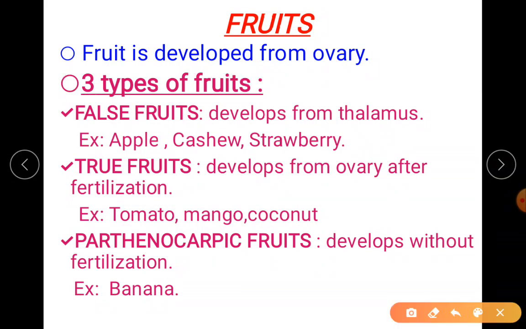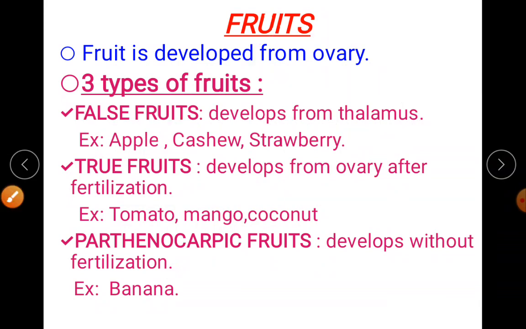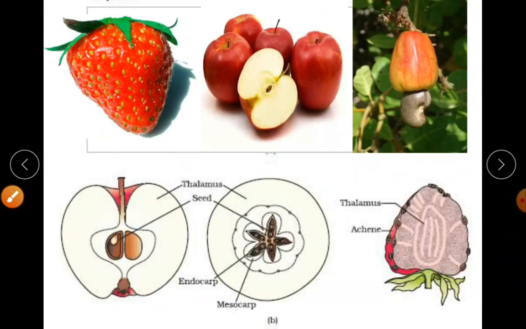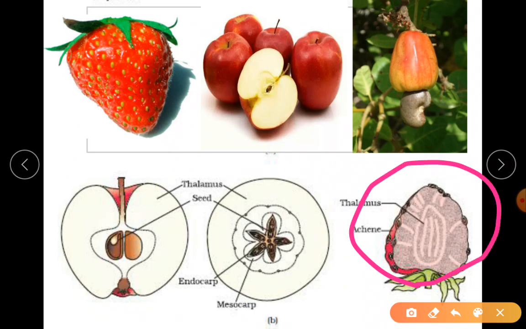There is the false fruit. When I say false, it is not from the ovary. It develops from the thalamus, other than the ovary, or it may be the receptacle, as in an inflorescence. Let me show you the example here. Observe, this is the flower actually. Before it was a flower, now it is a fruit. You can see the seeds on it.